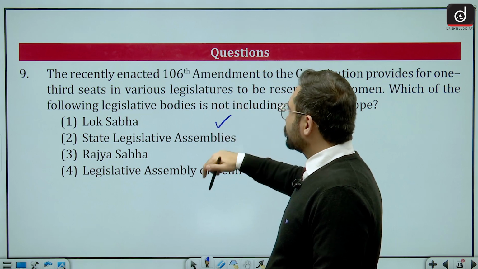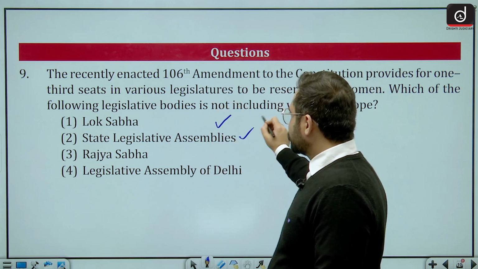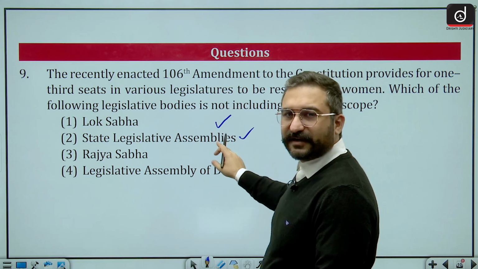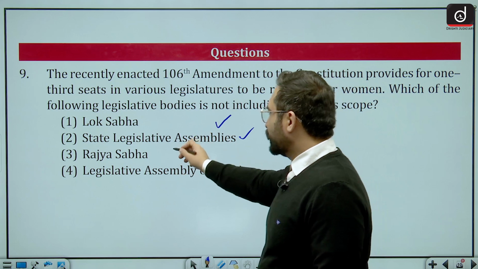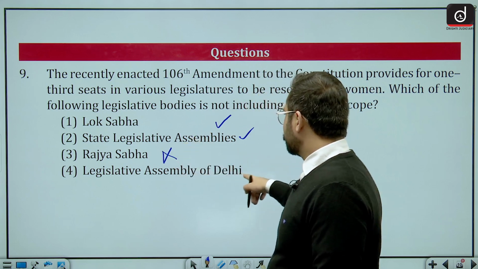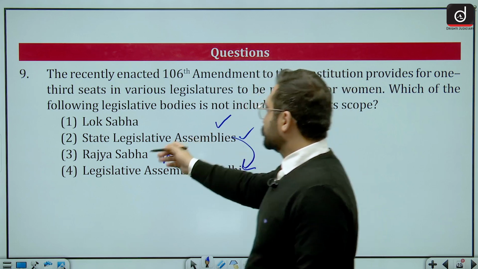Lok Sabha already has reservation. State legislative assemblies, yes. Legislative assemblies have it, but legislative council, as such, we are not saying. Rajya Sabha is not elected directly, so no. Legislative Assembly of Delhi, that is the same. So this is the answer.